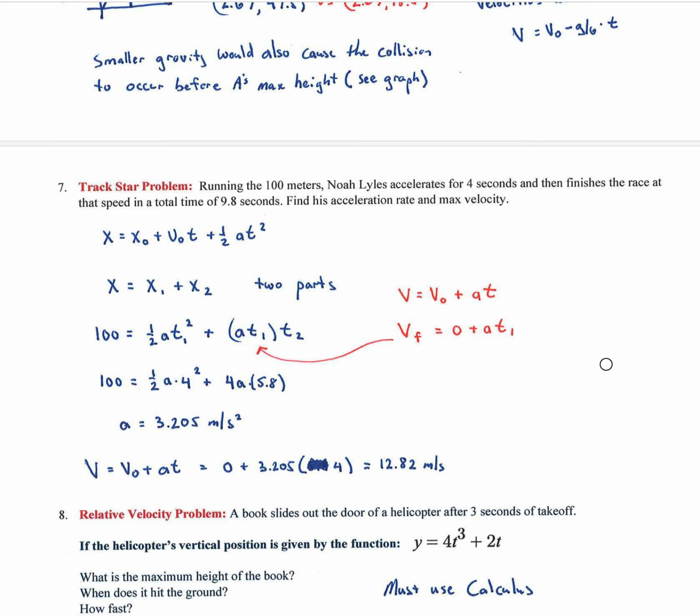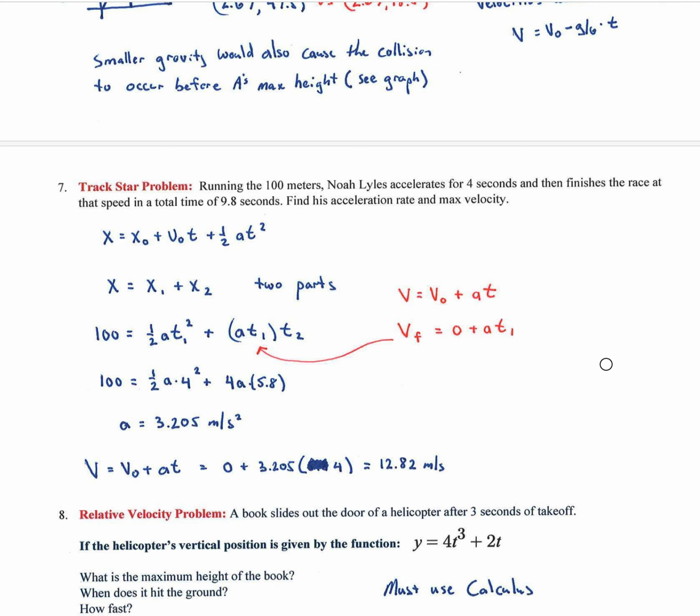All right, track star, just like Lauren and Helen, but I made it Noah Lyles celebrating his 2024 gold medal in the 100. So we're running 100, that's the total distance. We accelerate for 4 seconds and we finish the race in another 5.8 seconds, right? I give you the total time of 9.8. So obviously you do a little subtraction to get 5.8 for the part 2.